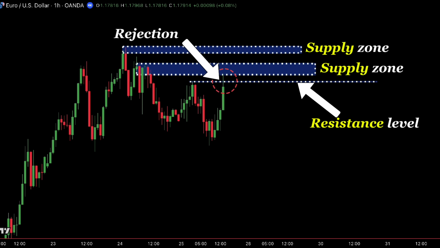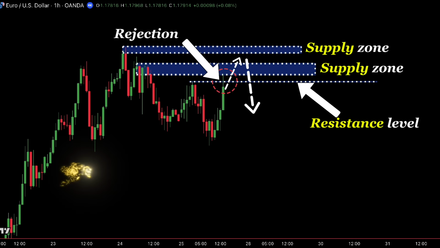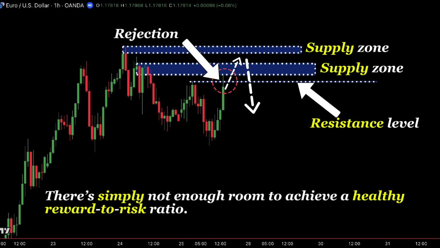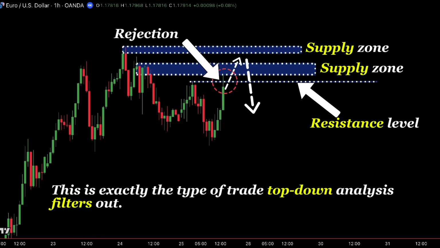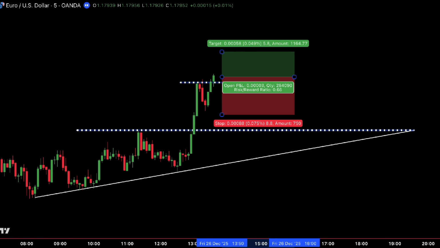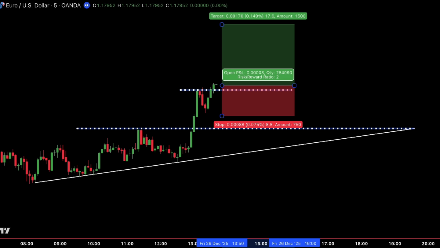And even if price moves slightly higher, it will quickly run into another supply zone. This tells us something critical. Even if the trade moves in your favor briefly, the upside is limited, and the probability of reversal is high. There's simply not enough room to achieve a healthy reward-to-risk ratio. This is exactly the type of trade top-down analysis filters out. Now let's go back to the 5-minute chart and take the trade anyway, just to see what happens.